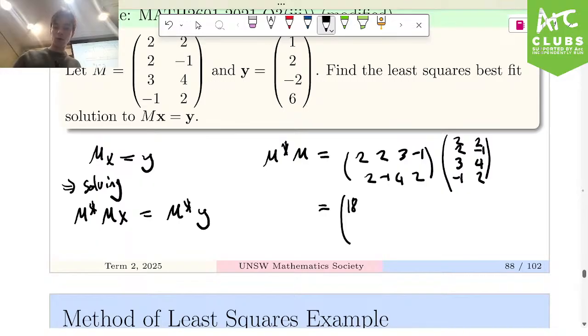4 minus 2 is 2, plus 12 is 14, minus 2 is 12. This is going to be 12, 2. And at the bottom, we have 4 plus 1 plus 16. So 21 plus 4, 25.